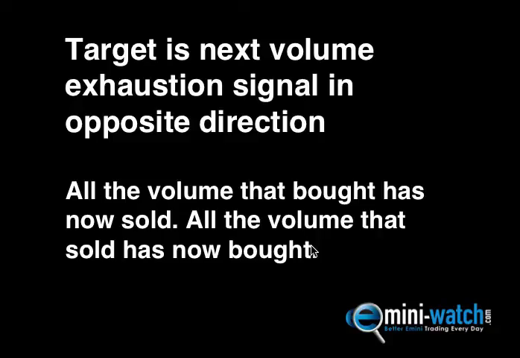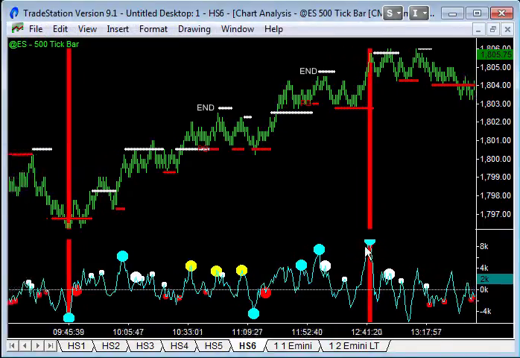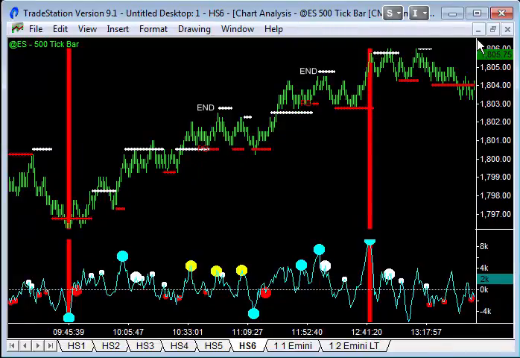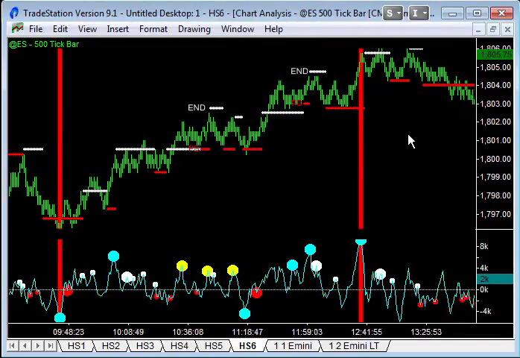The next thing to say then is, where's the target going to be? Traditional technical analysts are using the measured difference from the head to the neckline to place their price targets, and I would say look for the next volume exhaustion signal in the opposite direction. All the volume that's bought has now got to sell. So again, going back to that 500 tip bar chart here, all the volume that had sold into that extreme point here has to be taken out at the next level up, either at this exhaustion point or this exhaustion point up here. Don't just use a price target on the way up, use the volume targets as a way of getting out on the reversal side.